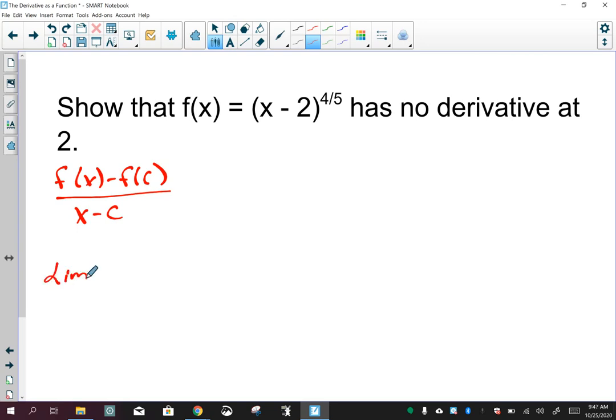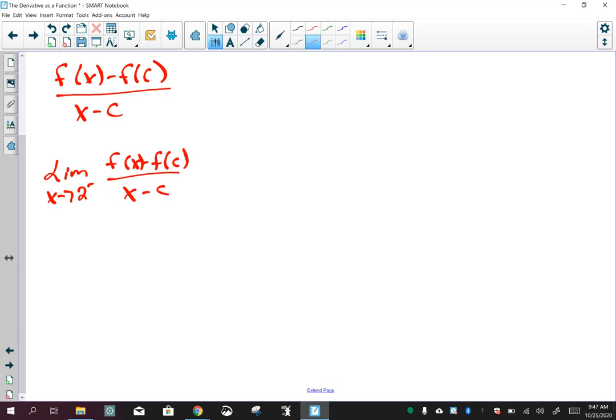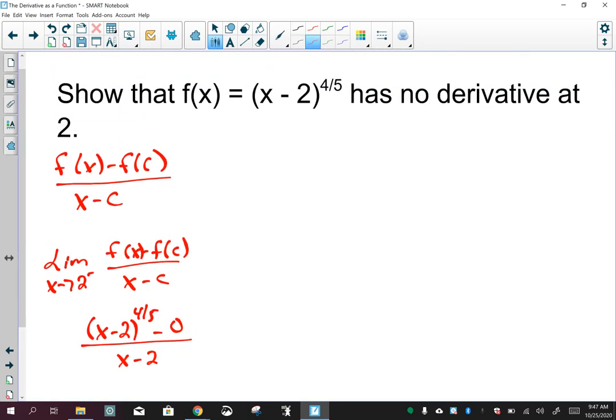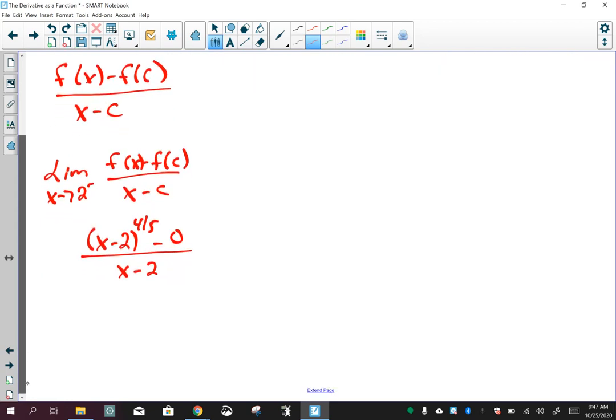So the limit as x approaches 2 from the left, that's going to give me f of x minus f of c all over x minus c. I'm going to start with this one first. That gives me (x minus 2) to the 4/5 minus 0, all over x minus 2. And don't forget, you get the 0 when you plug in the x value to get that y value. (2 minus 2) to the 4/5 is 0. That's where that 0 came from.